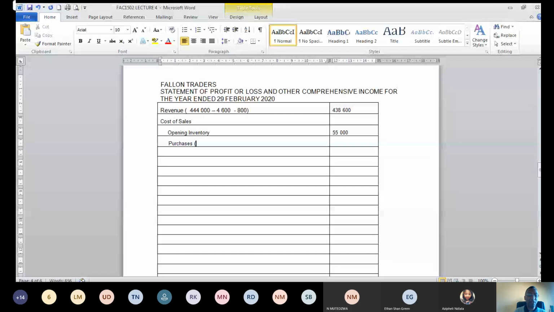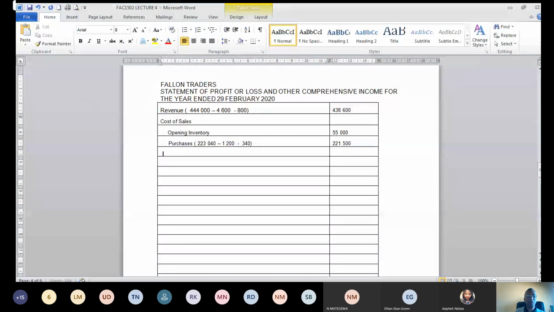Once again, we are looking for our net purchases. Our net purchases would be the purchases of 223,040 minus your purchases returns, which was the amount of 1,200 Rand, minus your settlement discount received of 340 Rand. And that will give you net purchases, and your net purchases is then the amount of 221,500. That is your purchases.